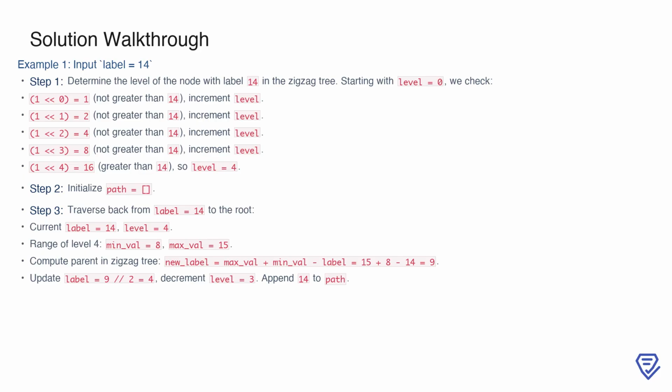Next, we initialize an empty path list to store the nodes we encounter. Starting from label 14, we calculate the range of values at level 4, which is 8 to 15. Using the zigzag ordering, the parent node is computed as the sum of the maximum and minimum values in the range, minus the current label. For label 14, this results in 9. We then divide this by 2 to find the parent node's actual position in the binary tree, which is 4. We decrement the level to 3 and add 14 to the path.